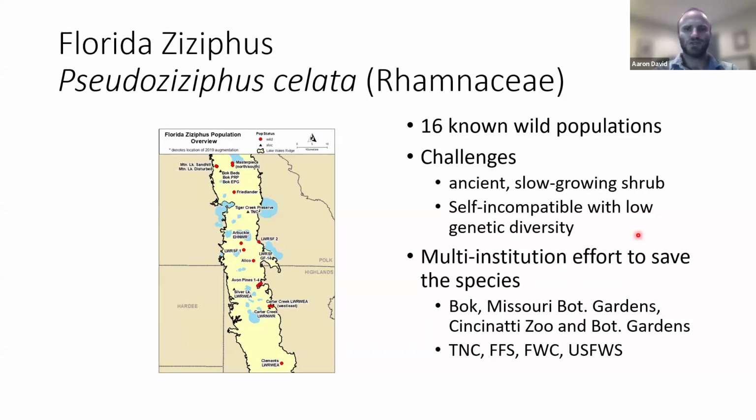We've been leading a multi-institution effort to help save the species with Bok Tower Garden, as well as collaboration with Missouri Botanical Garden and Cincinnati Zoo and Botanical Gardens, as well as a lot of landowners, including TNC, Florida Forest Service, FWC, and U.S. Fish and Wildlife. The idea is to create several new introduced populations, which can be self-sustaining, and actually save a lot of these wild populations, which in general are on unprotected properties and very, very small, and aren't really going to survive into the future. But the idea is that if we have these introduced populations, they can be genetically diverse and hopefully persist.